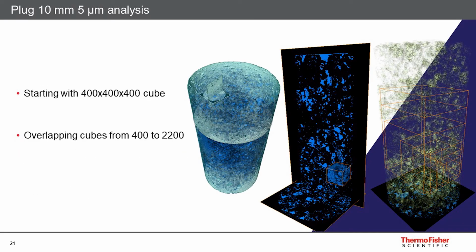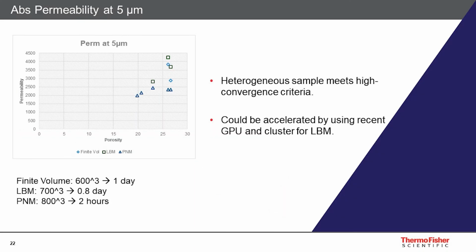The analysis workflow involves the research of an REV. In order to do so, we start with a 400 cube that is progressively extended to a 2000 cube in order to look for a convergence of the results. This graph shows the absolute permeability results of the subplug at 5 micron. As this is a heterogeneous sample, we have increased the convergence criteria, thus computation time is important. Note that by using the Lattice-Boltzmann method, this could be accelerated by increasing the number of computation nodes.